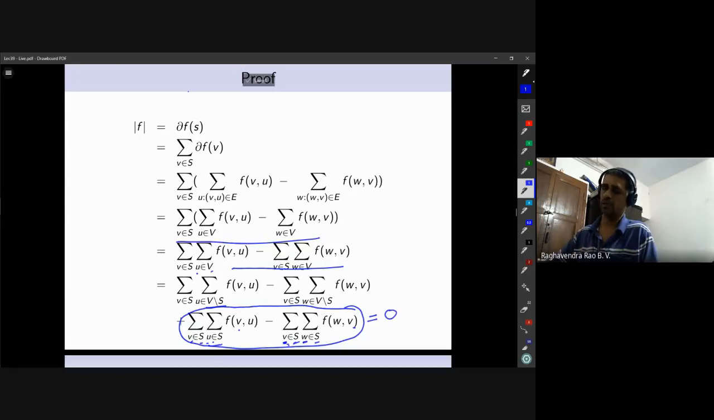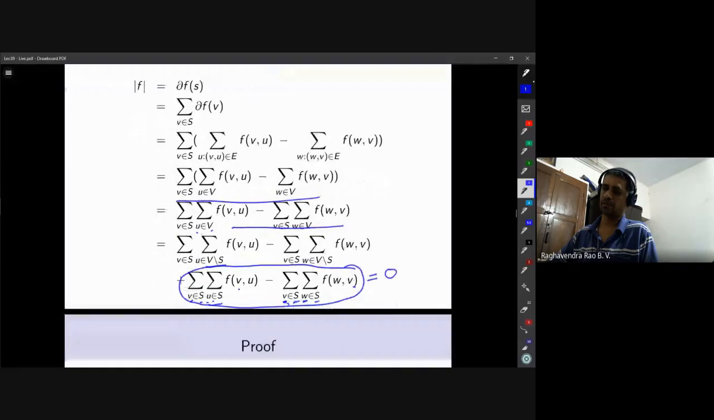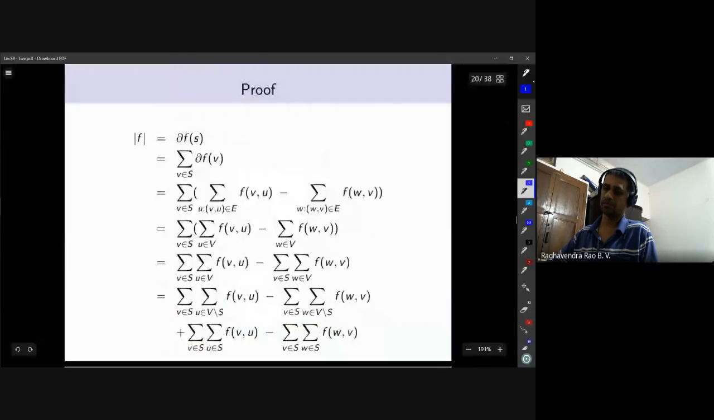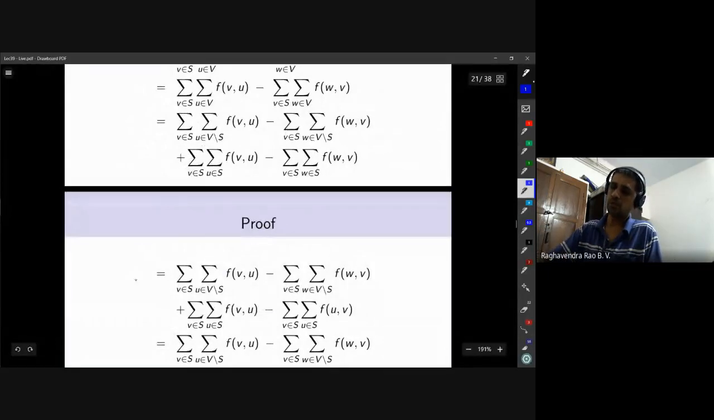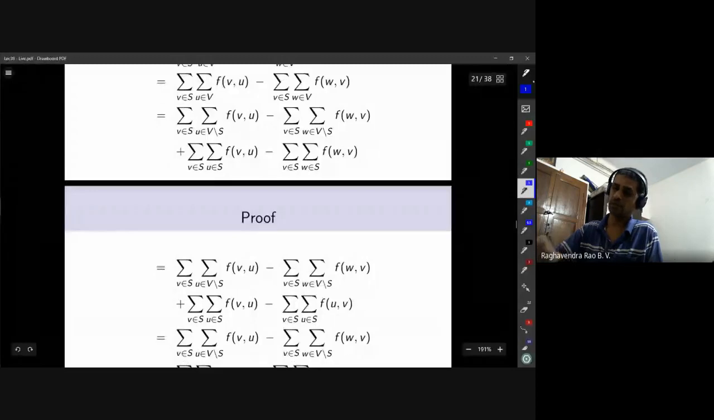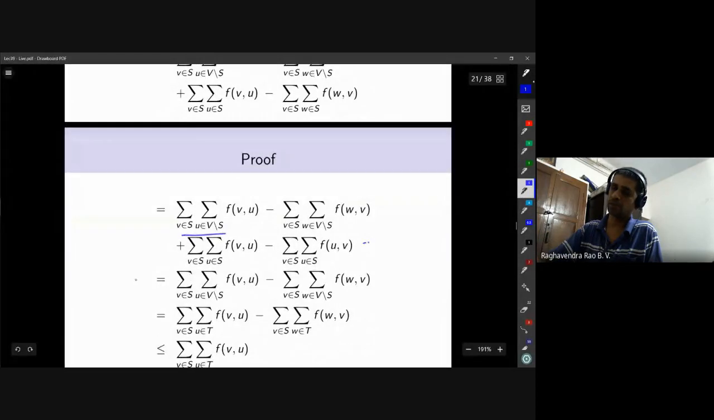Okay, so that's what we are going to use now. I've just rewritten it here. Okay, so this is the portion. This is equal to this. This cancels out. So this is equal to only this portion. Okay, so this is equal to 0.